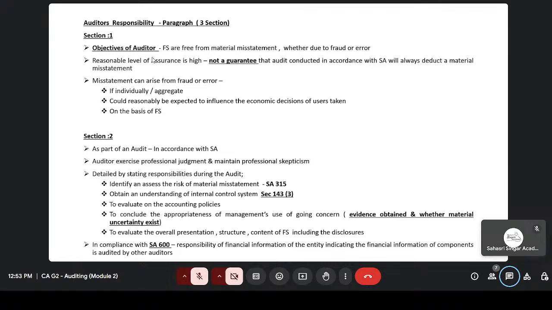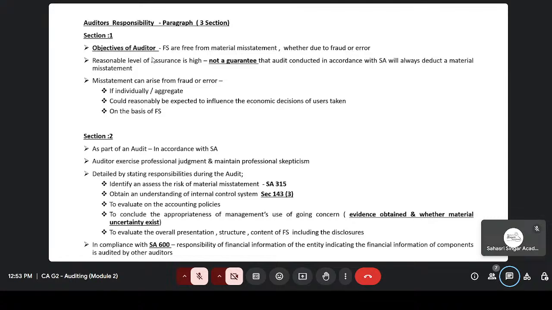You should also be taking wise judgment when you're ensuring that the assumptions taken by the management or any estimates as per SA 540 taken by the management are in line. You should also exercise professional judgment and review them, assess them. Then you have to assess the risk of material misstatements, and also obtain the understanding of internal control systems.